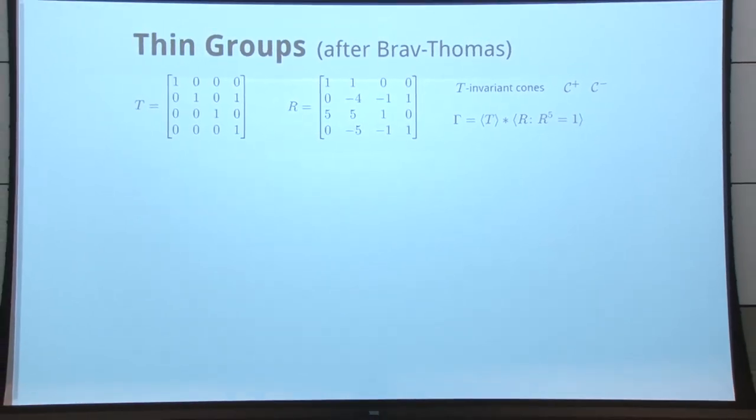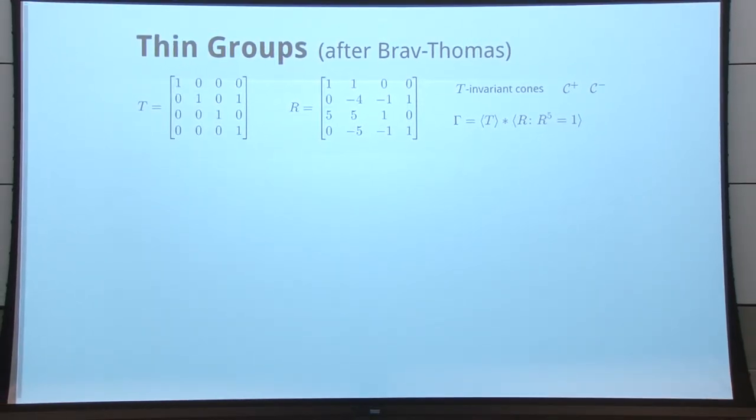So to address your question, the map, the representation, is not exactly injective, but it's injective up to what's expected. It was expected for this matrix R to be finite order. Okay, so let me show you a picture of how these cones look.